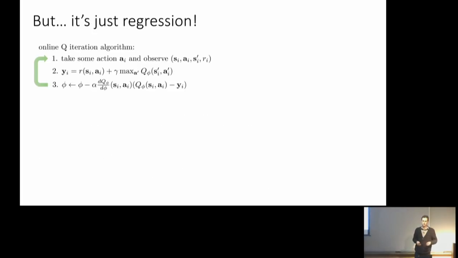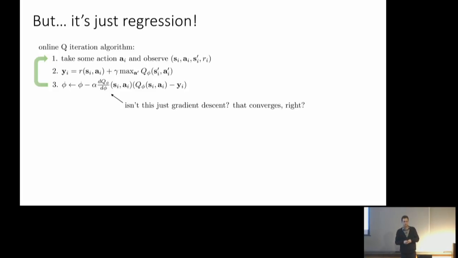Now, some of you that are more optimistically minded might say, well, maybe it's not so bad. Maybe it still kind of works because it's just doing regression. There's a gradient operator and you're doing gradient descent. So gradient descent converges, right? Shouldn't that be enough for a convergence result? The trouble is that Q learning is not actually doing gradient descent.